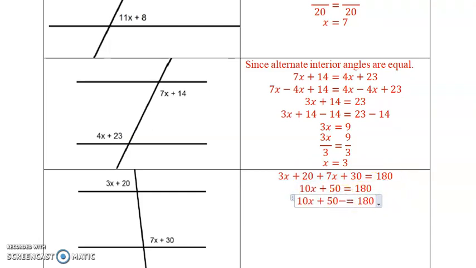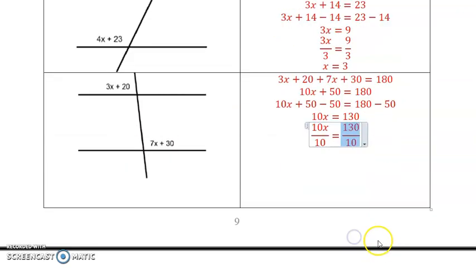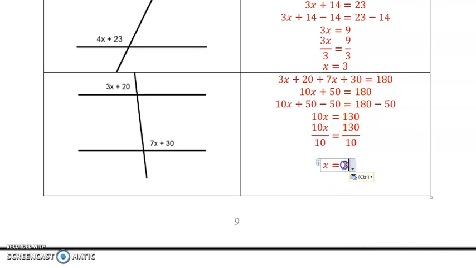Subtract the 50 from both sides. That would give me 10x. 50 subtract 50 is gone. 180 subtract 50 is 130. Divide both sides by 10. And we get x is equal to 13.